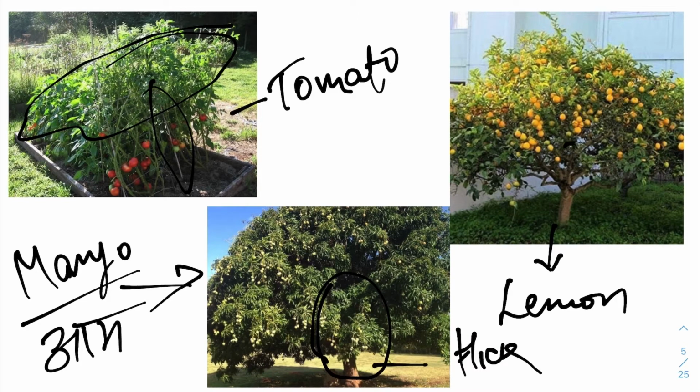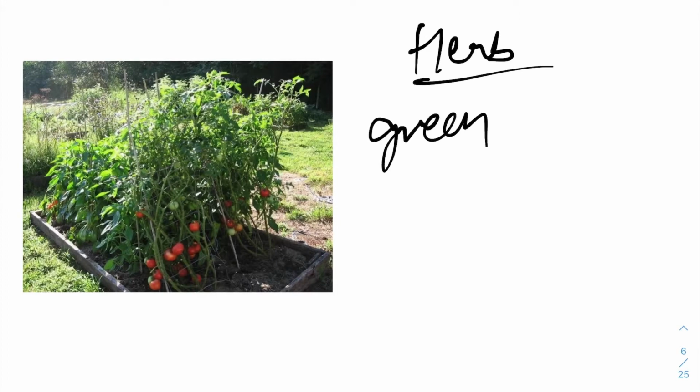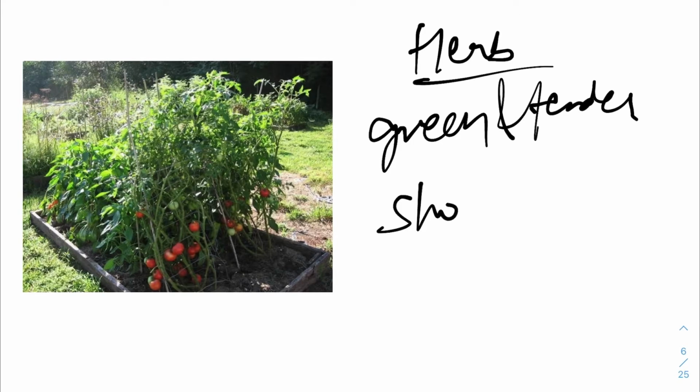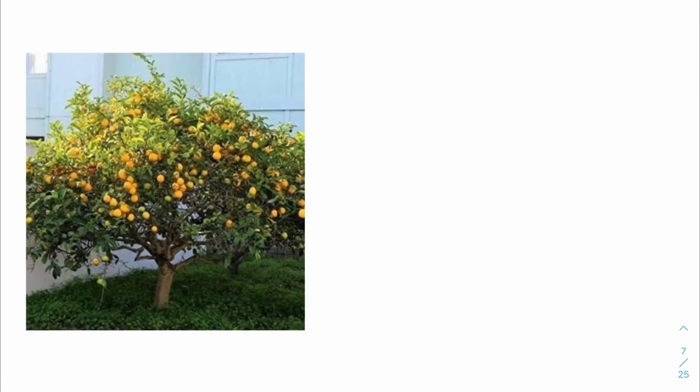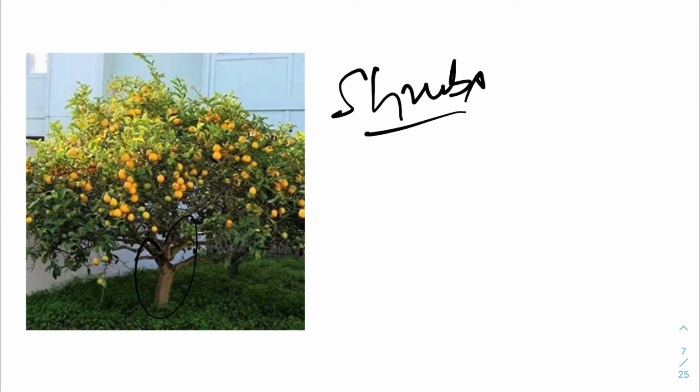So how will you characterize herbs? What are their characteristics? Herbs are plants with green and tender stem, usually short and may not have many branches. When you look at the shrubs, these plants have stem branching out near the base. Stem is hard but not thick.